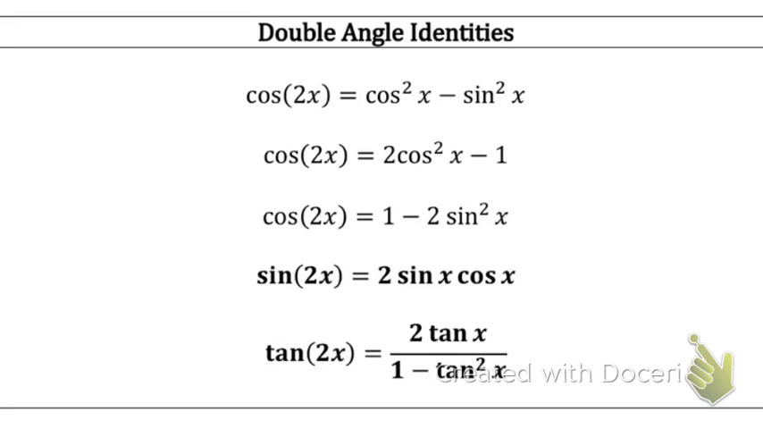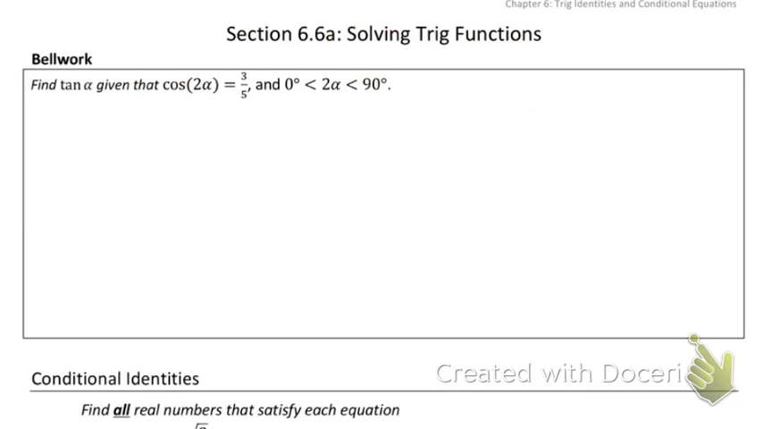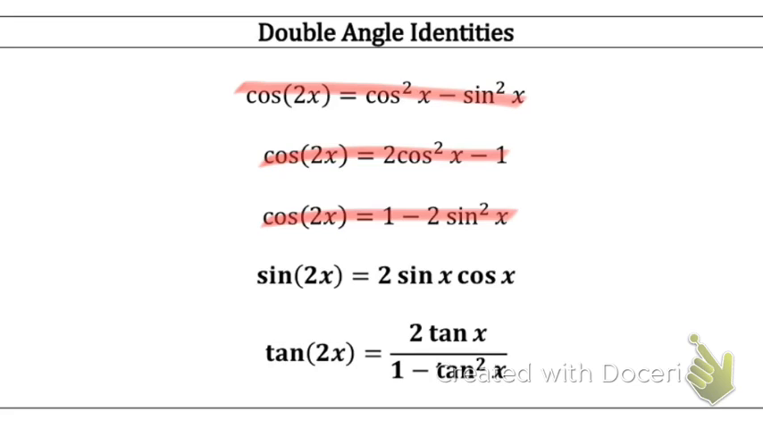The thing is, we do have 3 of them. We have that guy, and that guy. Only 2 of them will help us, 1 will not. Since I know the value of cosine 2x, it's 3 over 5. If I make this 3 over 5, I can't solve for cosine, nor can I solve for sine, because I can't get it by itself. However, if I replace this cosine of 2x with 3 over 5, I can then add 1, divide by 2, and then take the square root, and I can actually solve for that given value.